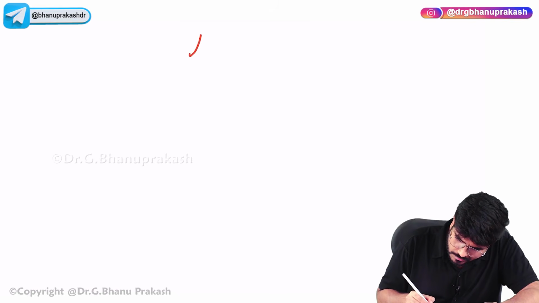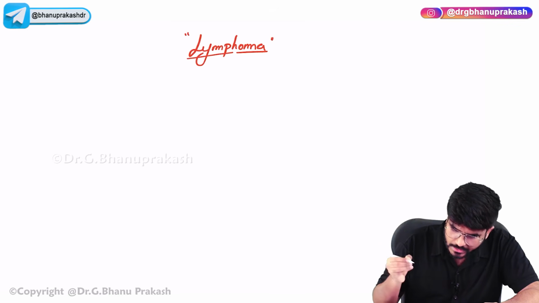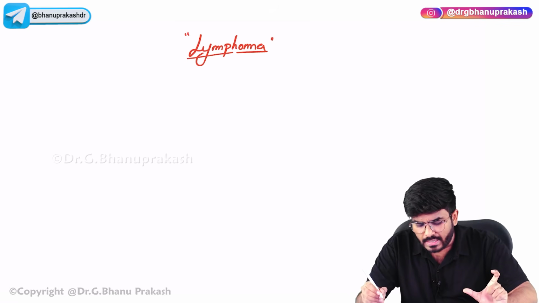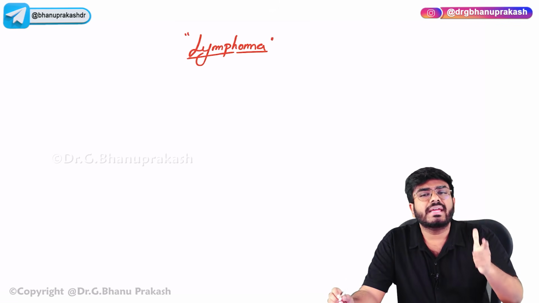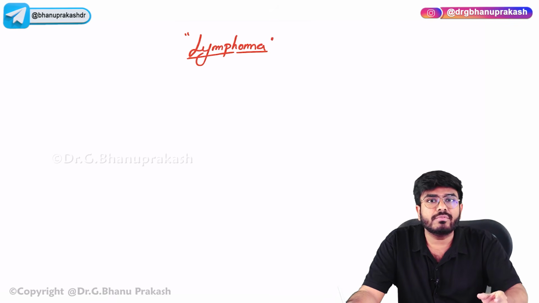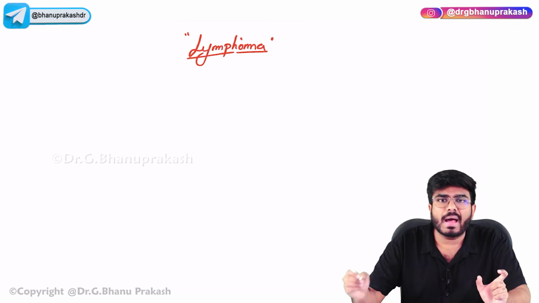Welcome back, guys. Now in this video let's discuss lymphoma. So let's write lymphoma. What exactly do I mean by lymphoma? Here this word lymph stands for lymphocytes, the B lymphocytes and the T lymphocytes, and oma stands for a mass.